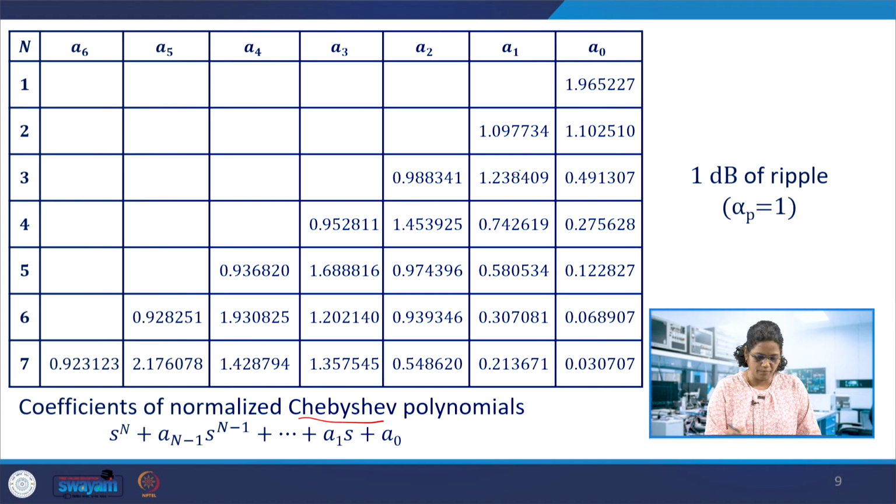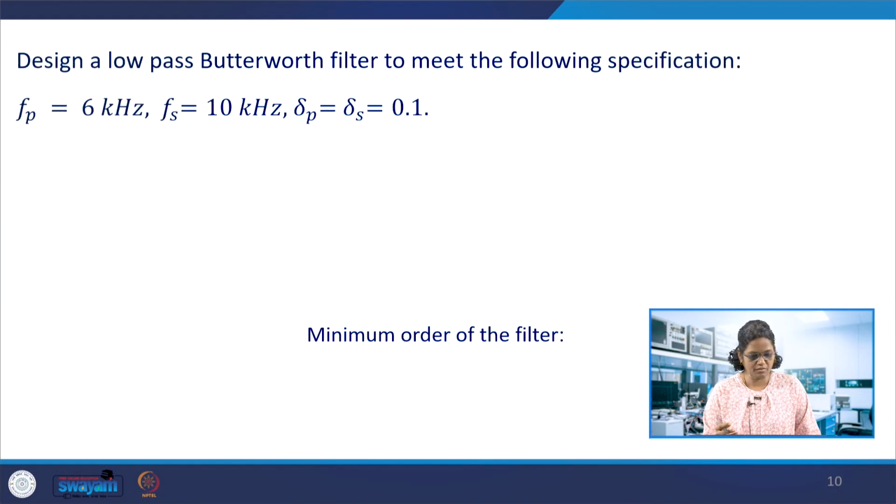Once we know the order, then we can pick the coefficients for the ripple specified, 1 dB ripple, or if this is 0.1 dB ripple, the table is completely different, and likewise for 0.5 dB ripple. So what is allowed in the pass band and stop band? What is the variation in the normalized Chebyshev polynomial? We look at what types of filters we get when we do the Chebyshev.